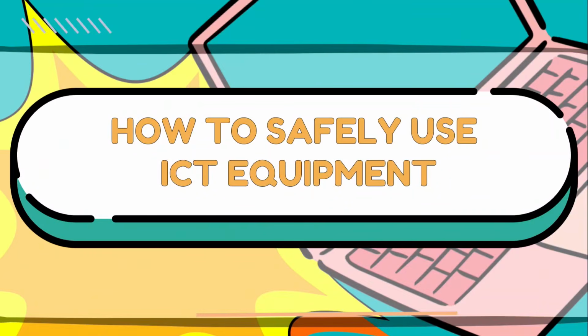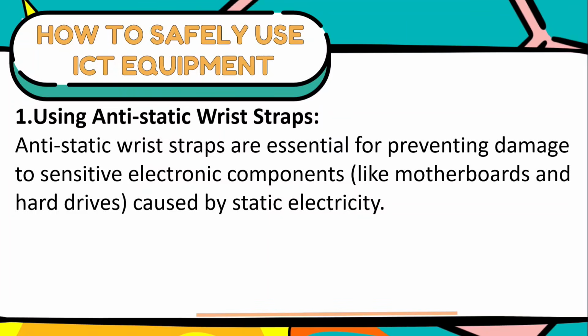Now let us discuss how to safely use ICT equipment. Number 1, using anti-static wrist straps. Anti-static wrist straps are essential for preventing damage to sensitive electronic components like motherboards and hard drives caused by static electricity.